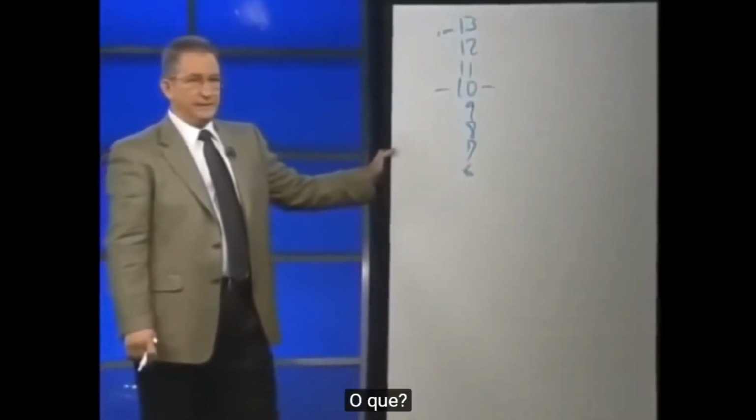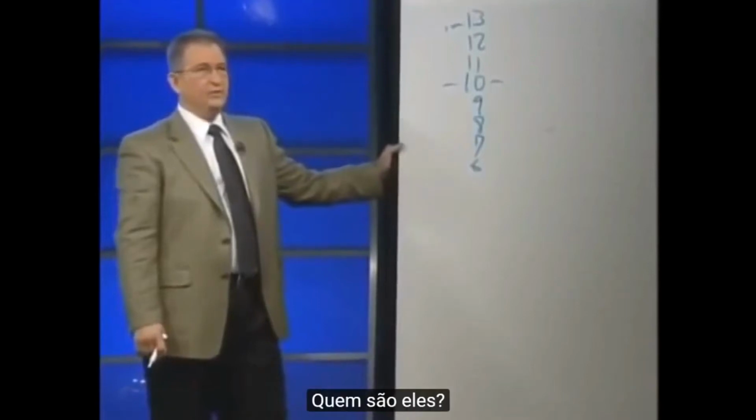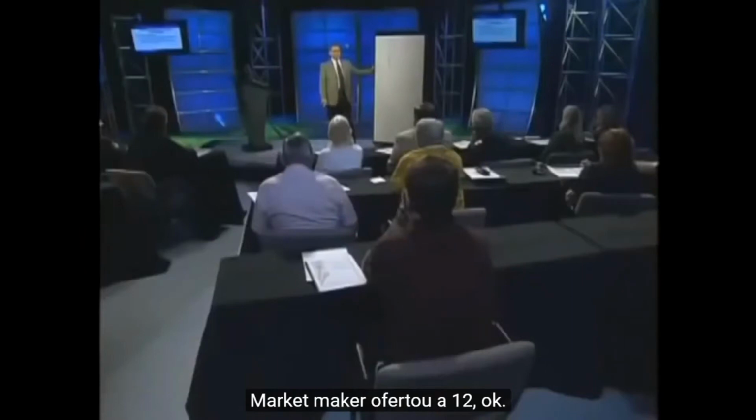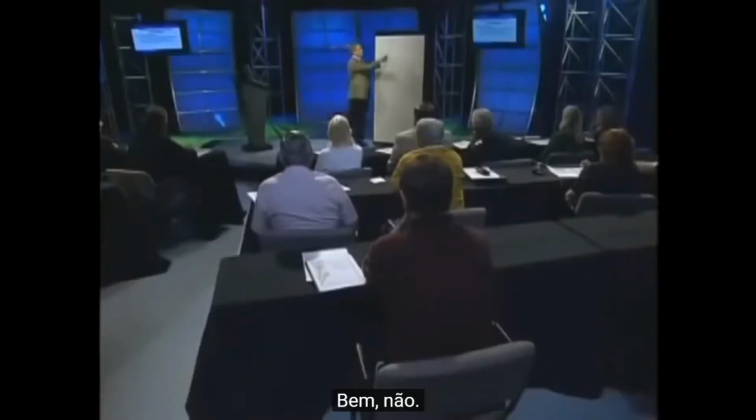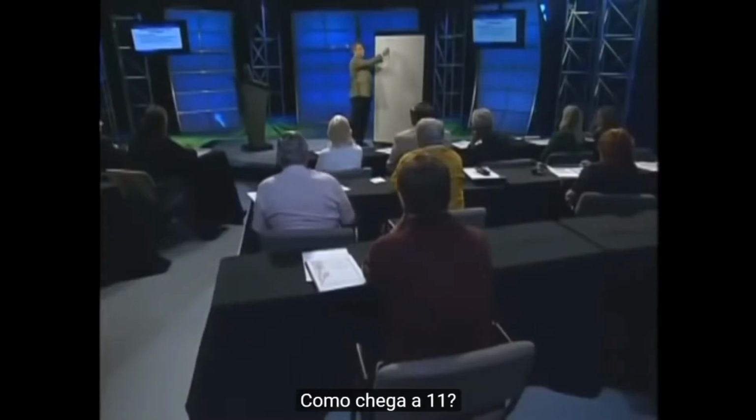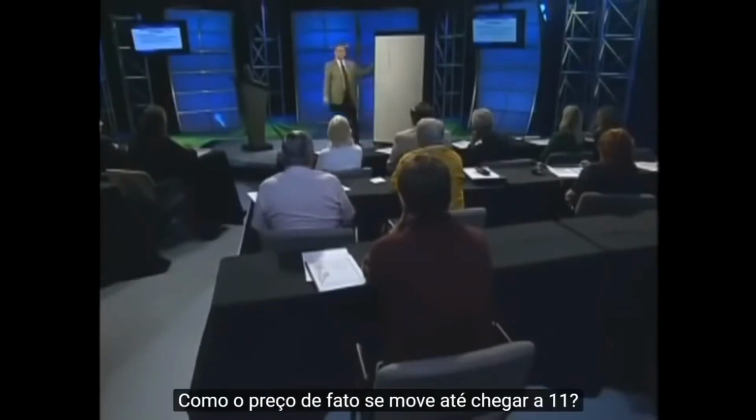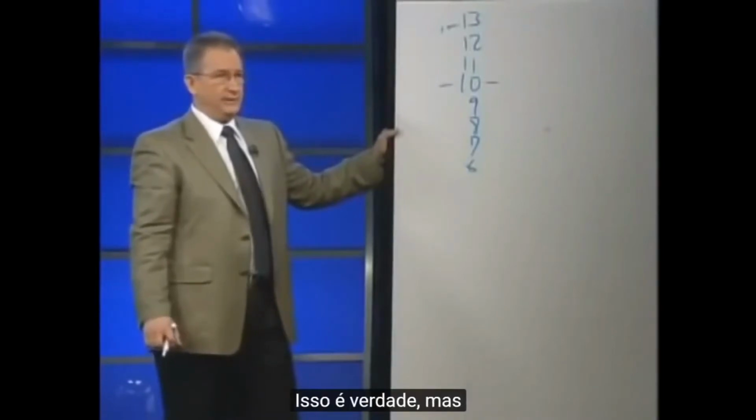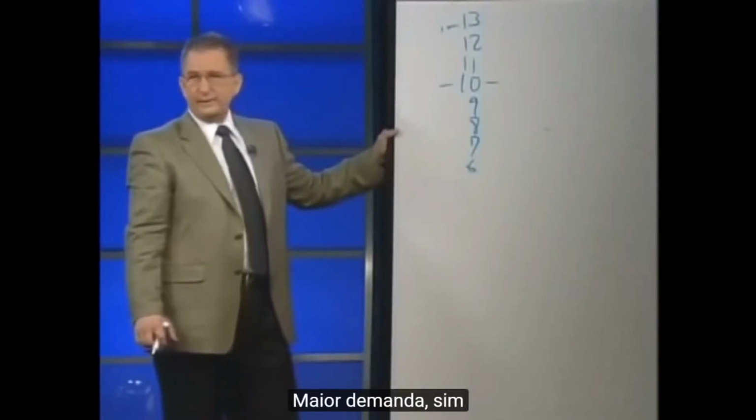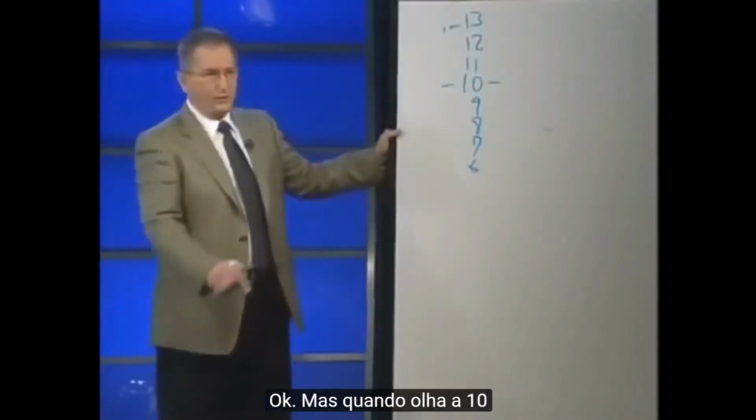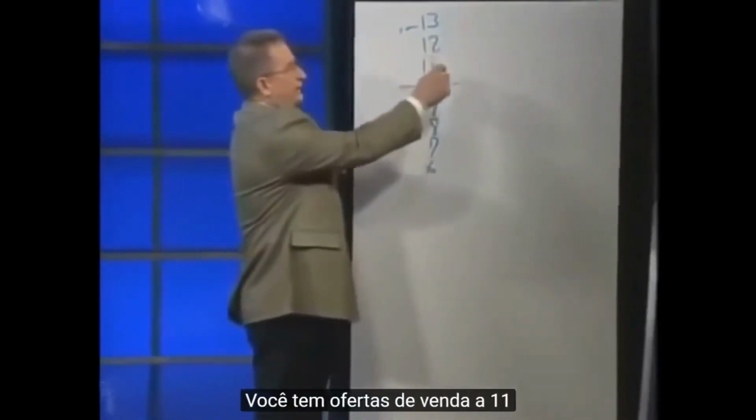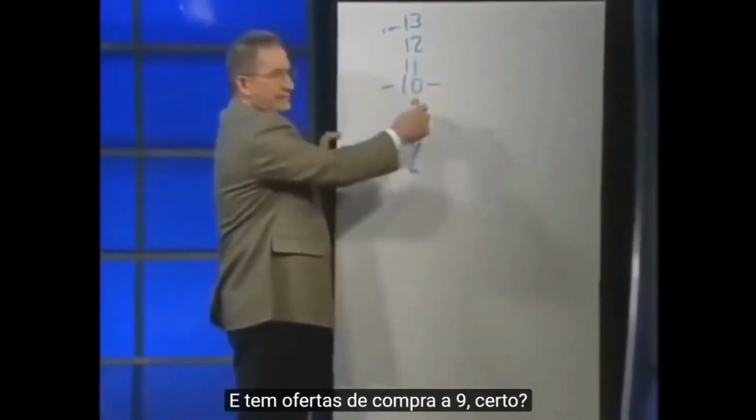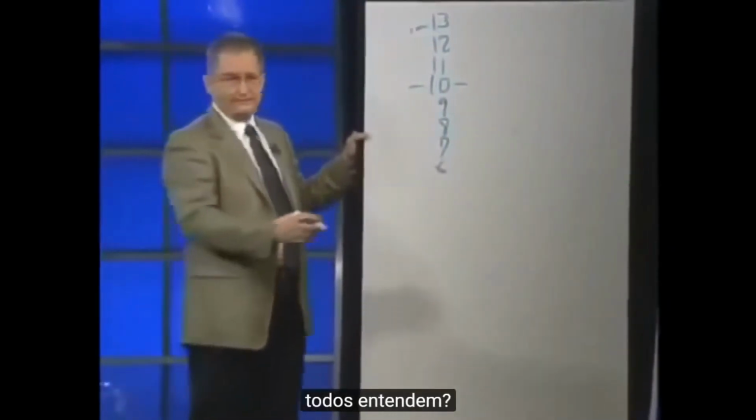They asked 12. Who's they? Market maker. The market maker asked 12, okay? Well, no. It's at 10. How does it get to 11? How does the price actually move to 11? More buyers. Well, that's true. Demand, okay. But when you look at 10, what you have is offers at 11 and bids at 9, right? Everybody understands that?